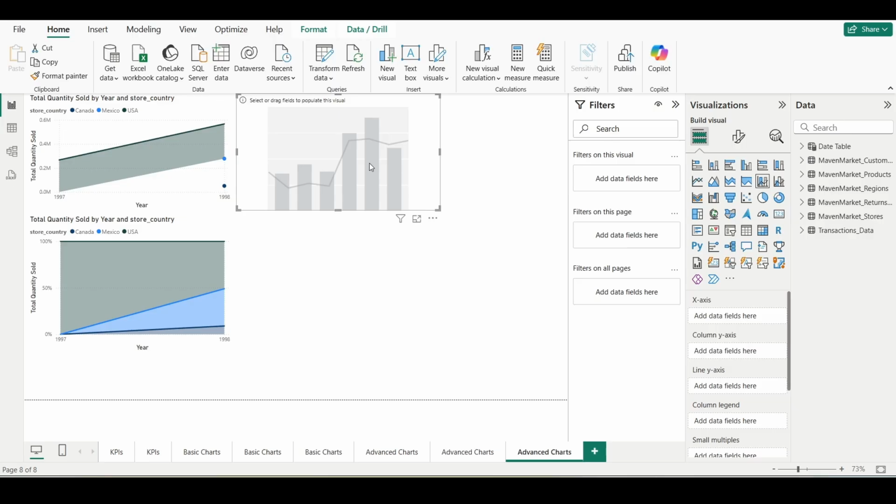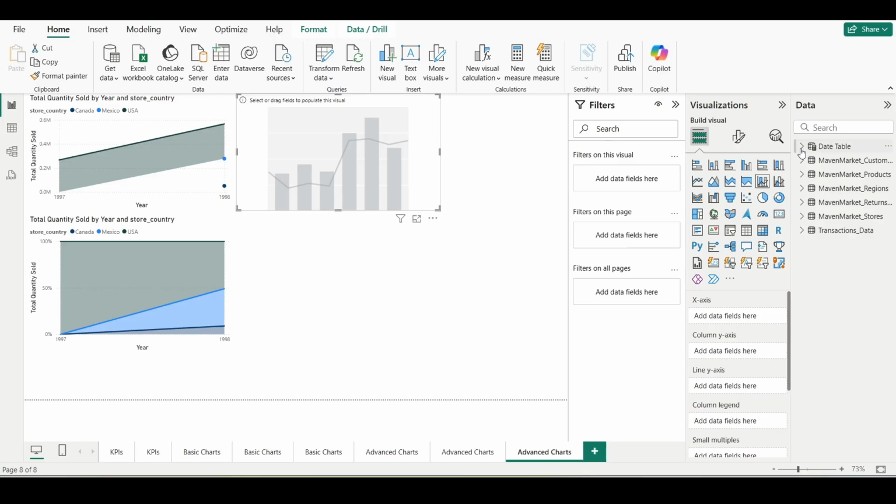Imagine we want to analyze whether revenue growth at Maven Market is due to more customers shopping or existing customers spending more per purchase. So this chart helps us by showing total revenue as stacked columns and unique customers as a line. Here is how we create this chart.